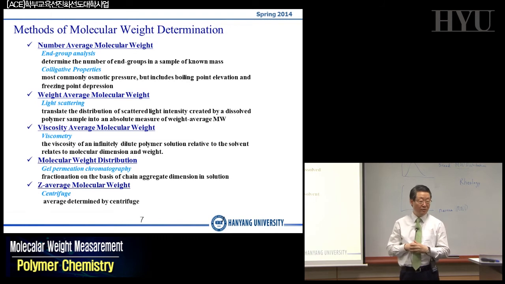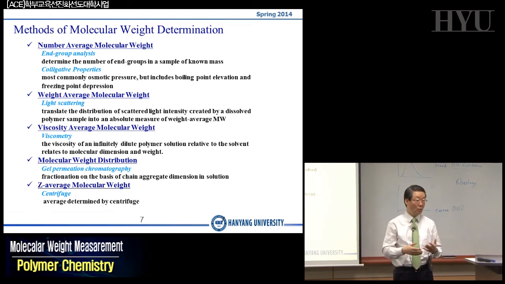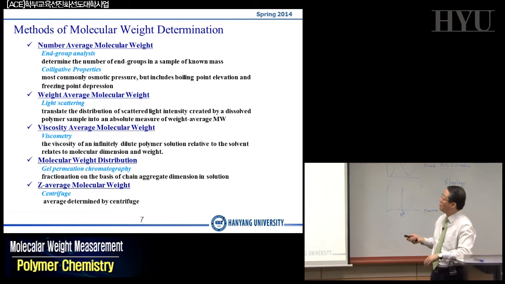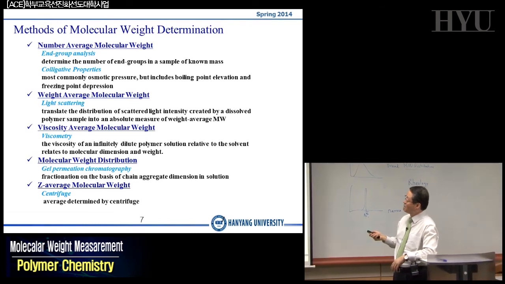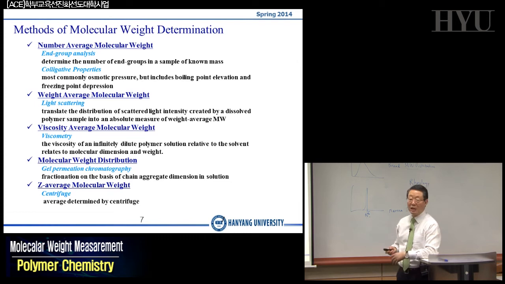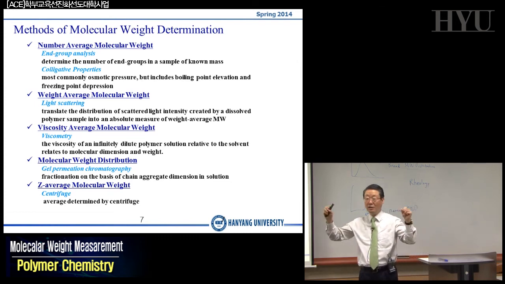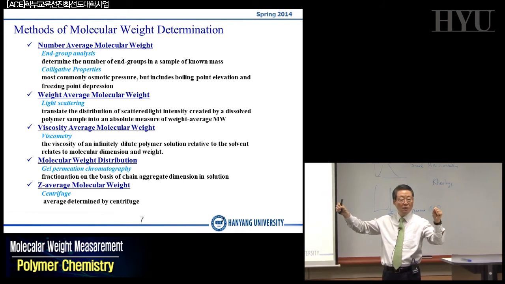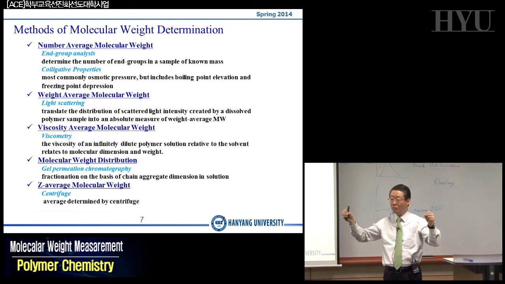Just like those methods, we can also measure the molecular weight of each polymer. Now, we have listed here, number average molecular weight can be calculated by end group analysis or colligative property. End group analysis is about your chain ends, okay? Assuming that you have functional groups, you can titrate them or chemically measure how many moles of your functional groups are present in your polymeric systems.